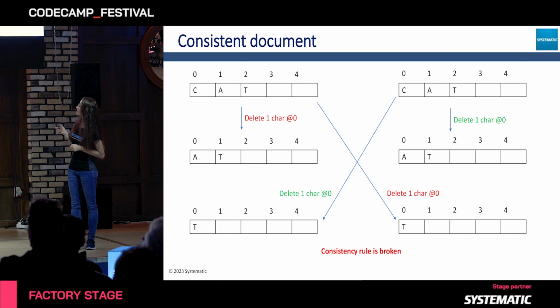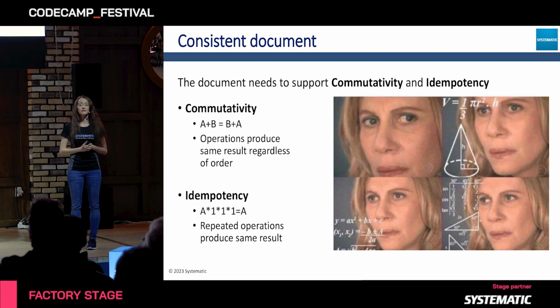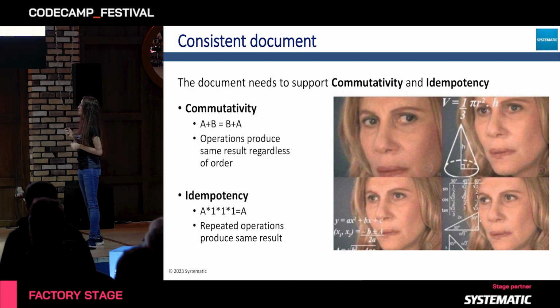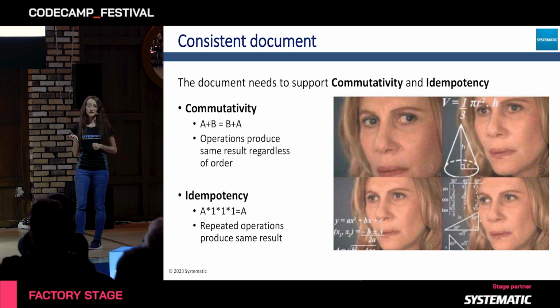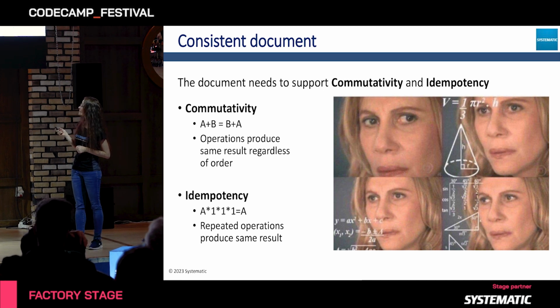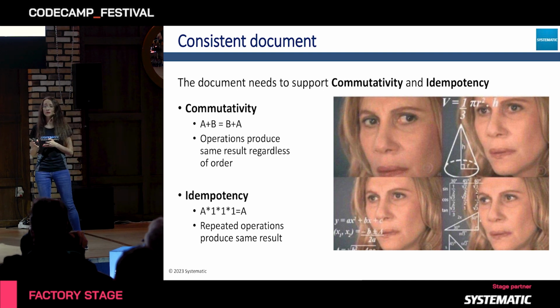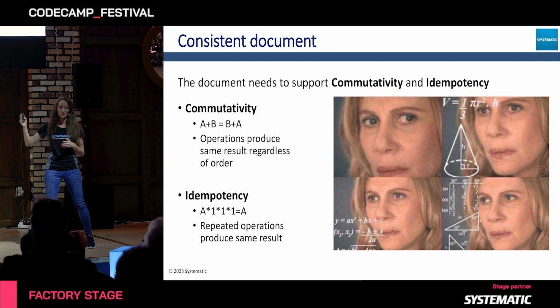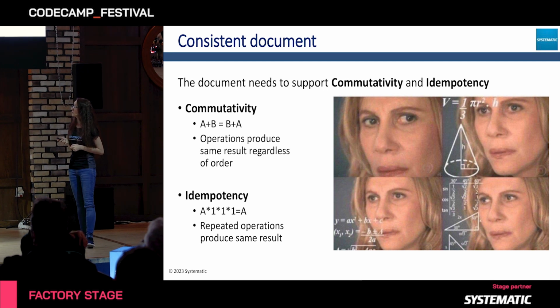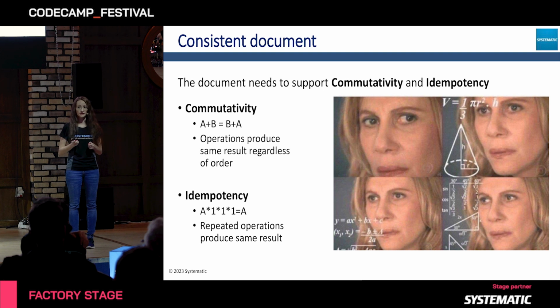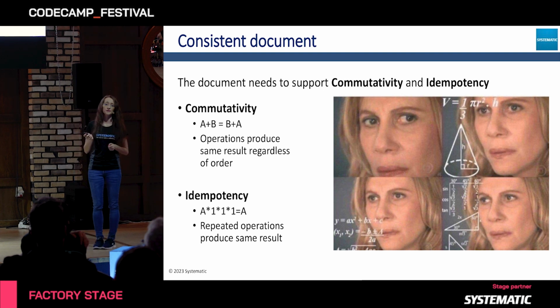And that something else is that we have to follow two mathematical rules. The first one is commutativity, and the other one is idempotency. Let's see what both of them represent. Commutativity is the one from math. If you have A plus B, it should always be equal to B plus A. And for the second one, a repeated operation should always produce the same result. If we multiply A by 1 several times, we can't get a different result than A. And this is what we wanted to resolve.